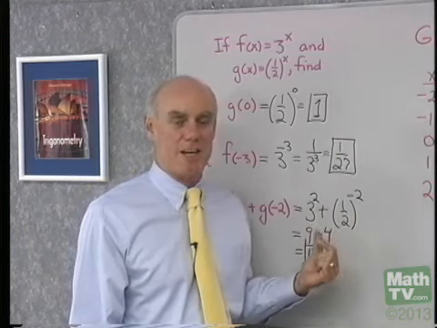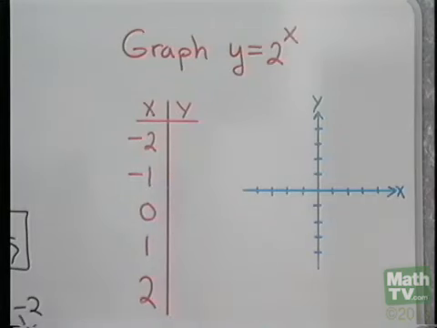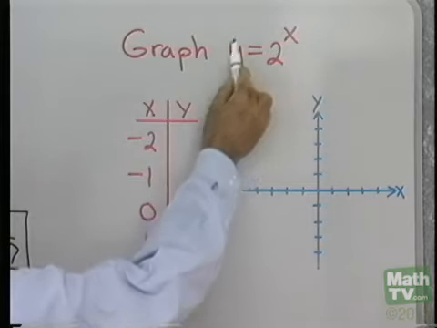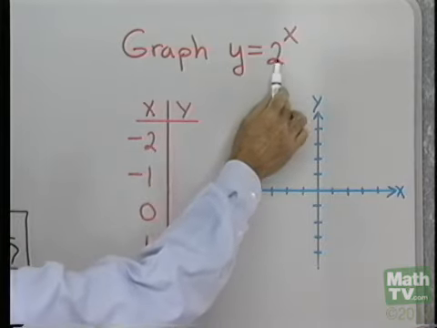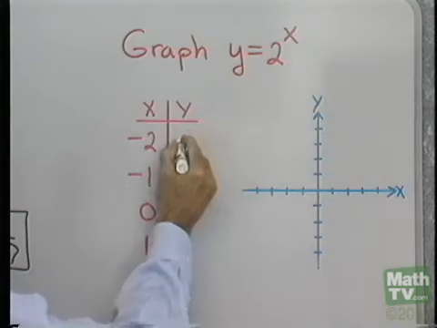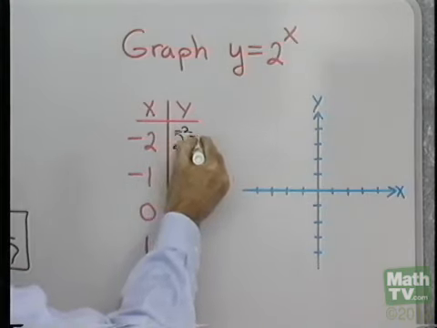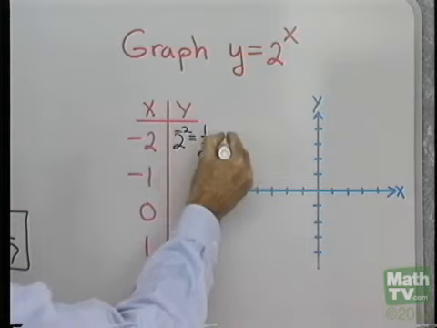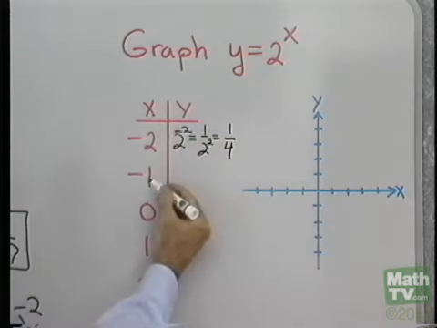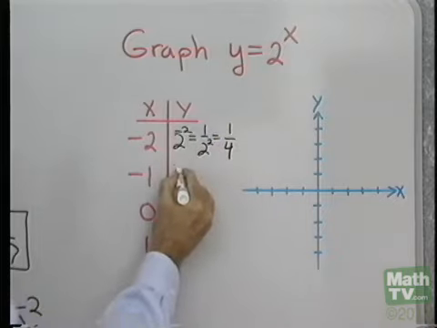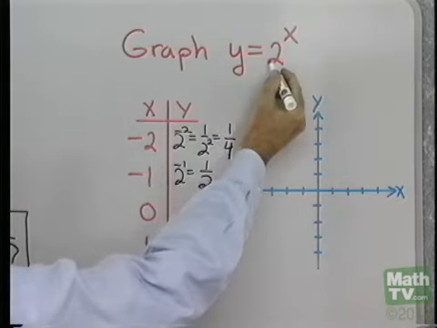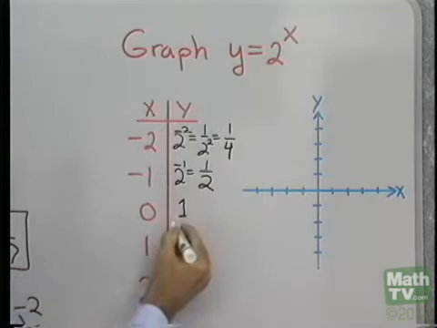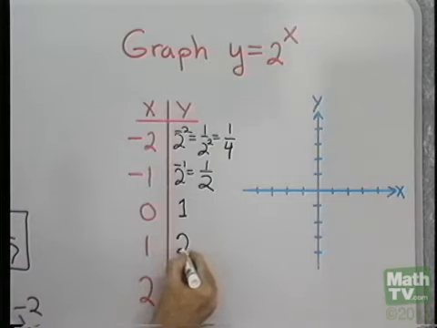Next, let's look at the graph of an exponential function. We have y equal 2 to the x for our exponential function. I want to find the graph of this. Let's first go through and make a table of values. When x is -2, I have y equal 2 to the -2, which is going to be 1 over 2 squared, which will be 1/4. When I put x equal -1 in, I have 2 to the -1, which is 1/2. When I substitute in 0 for x, I have 2 to the 0, which is 1. When I substitute in 1, I have 2 to the 1, which is 2. And when I substitute in 2, I have 2 to the 2, which is 4.